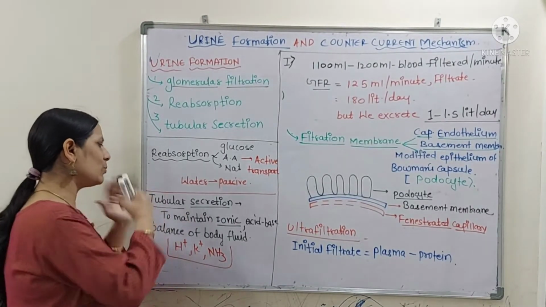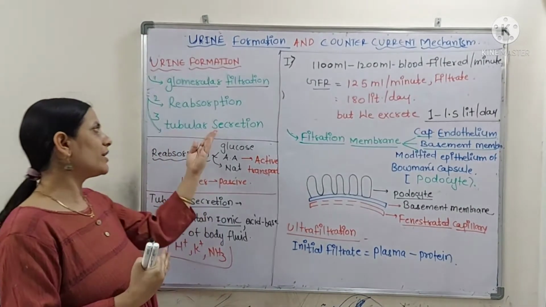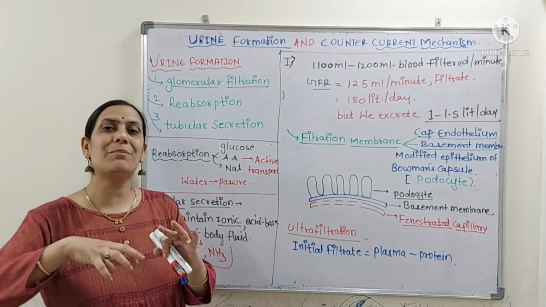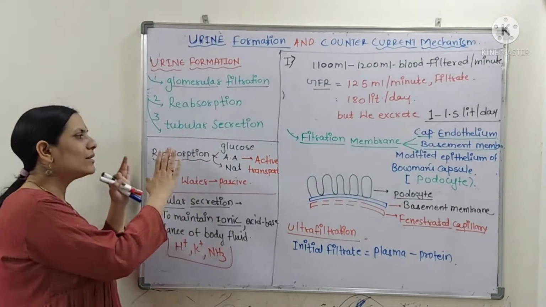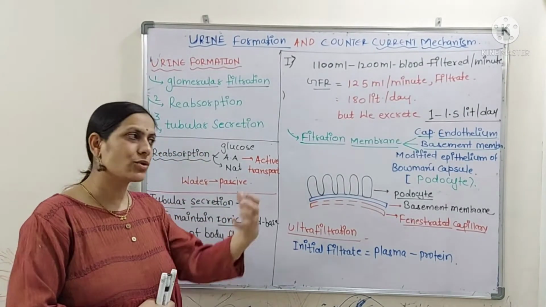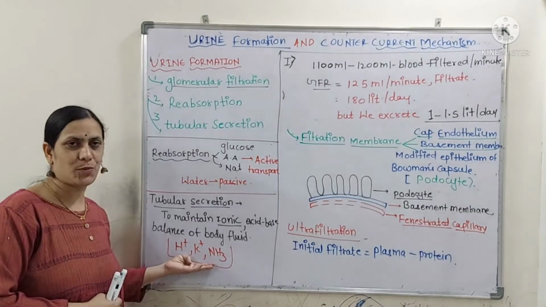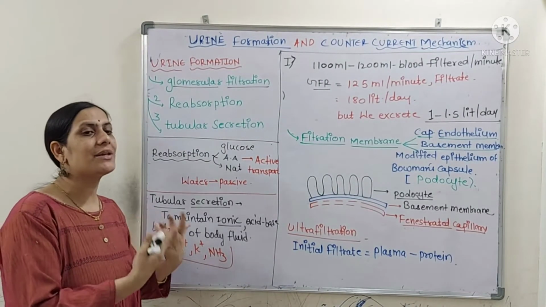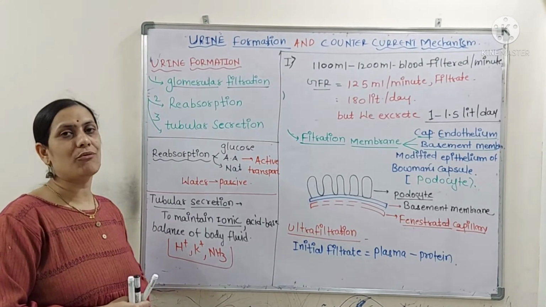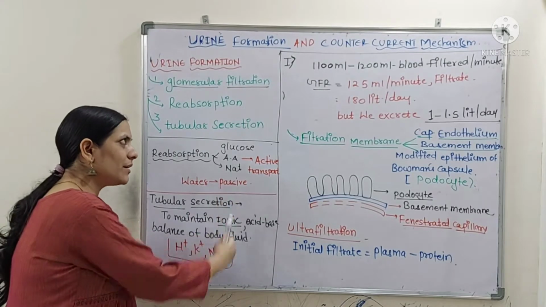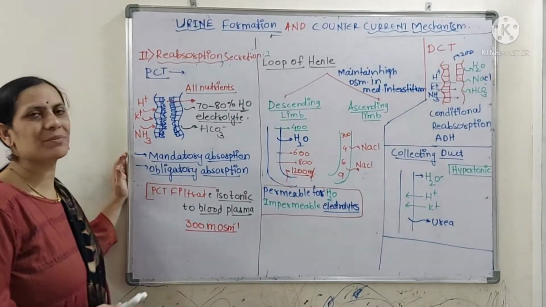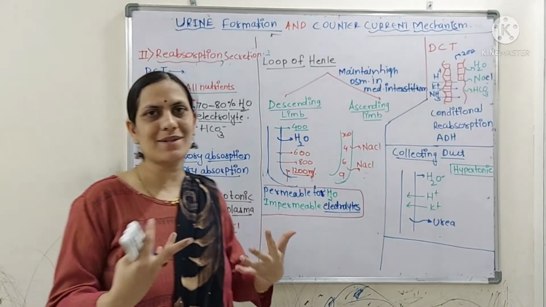In the same way, there is one more step, tubular secretion. To maintain the ionic balance and the pH, that is the acid and base balance of the body fluid, there is a need to secrete some ions into the filtrate. These ions are H plus, K plus and NH3, and they are secreted into the filtrate to maintain its ionic balance. So how this process occurs, we will check now. Now we will check the next step, reabsorption and secretion simultaneously.